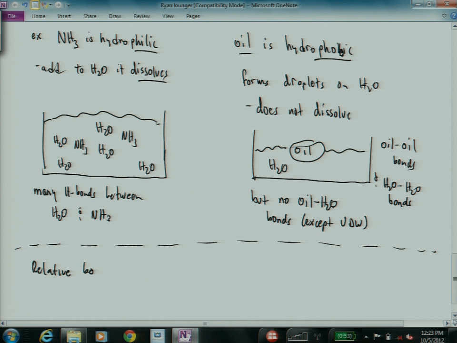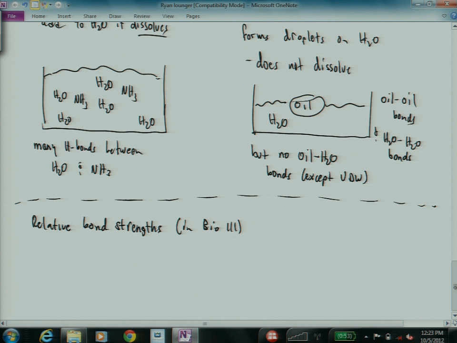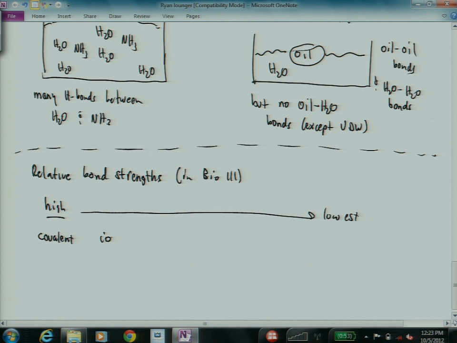Again, this is in Bio 111 because the chemists will argue about this, but highest is covalent, then to the lowest: ionic, hydrogen bonds, hydrophobic effect, and last is polar van der Waals.